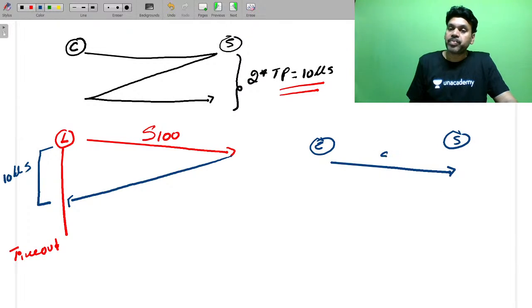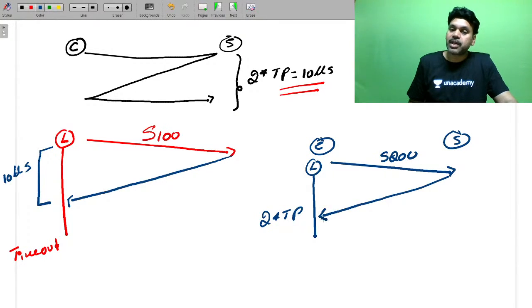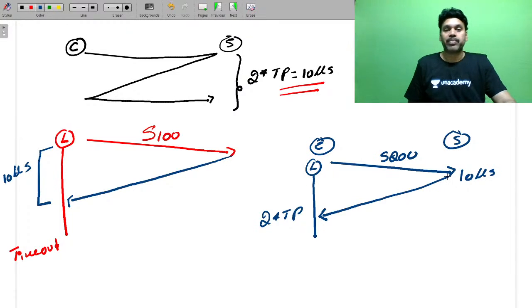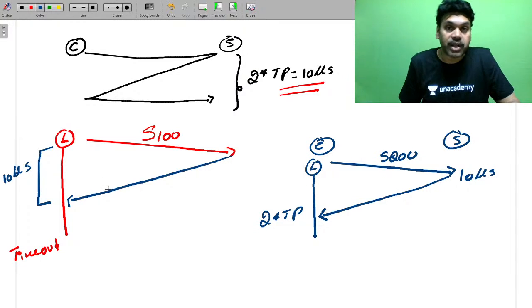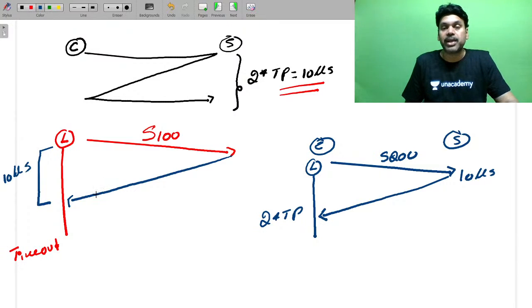Whatever the client sends to the server, or the server sends to the client, they expect to get the acknowledgement within the pre-calculated time, that is your RTT. So my timer is set to your 2 into TP, and I check whether the acknowledgement comes within 10 microseconds. If the acknowledgement does not come, then the segment is retransmitted when the timer expires.